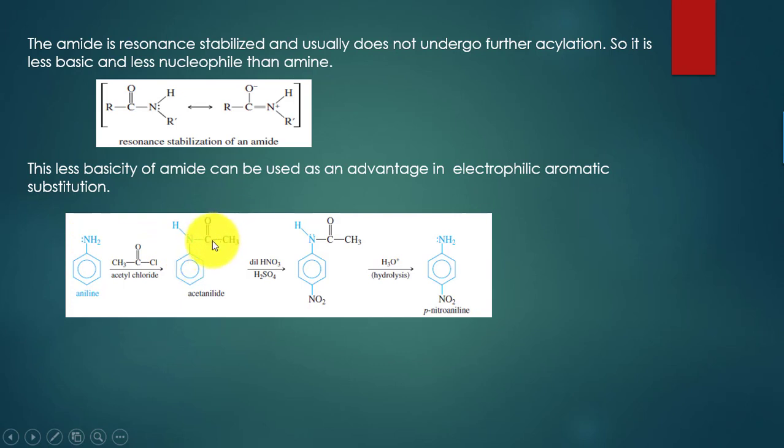be used as an advantage in electrophilic aromatic substitution reactions, because now this acyl substituted amide can be treated with dilute acid reagent or oxidizing agents. So we can easily substitute any electrophile on the aromatic ring, and at the end we can easily remove this acyl group by simple hydrolysis, that is either acidic hydrolysis or basic hydrolysis.